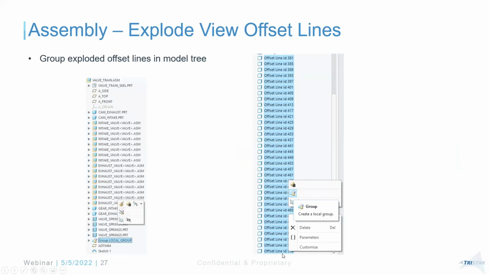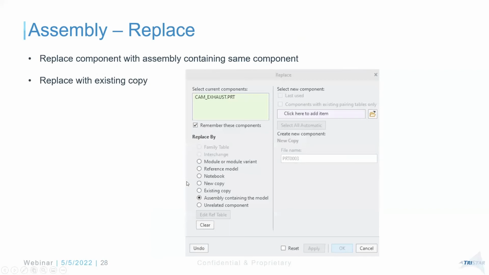It was a long tree and sometimes you may have had features done after that. And now, instead of scrolling through it, you can just group the offset lines coming up in your model tree in assembly mode. So it's just minor enhancements here.